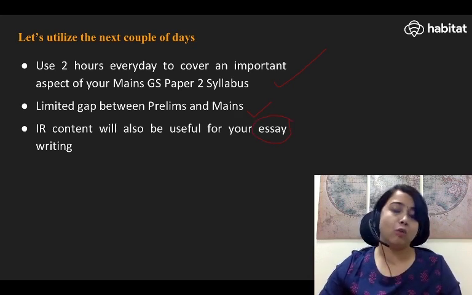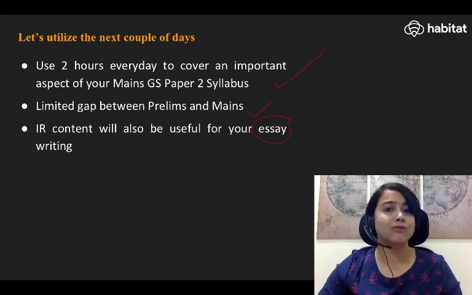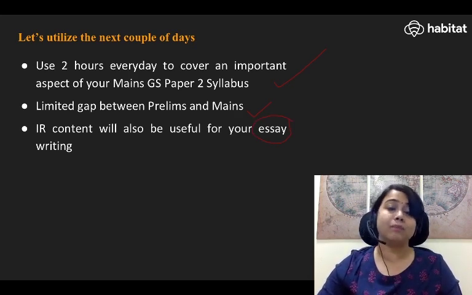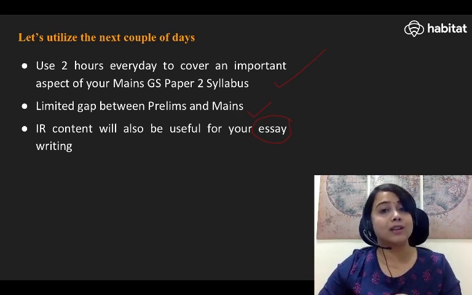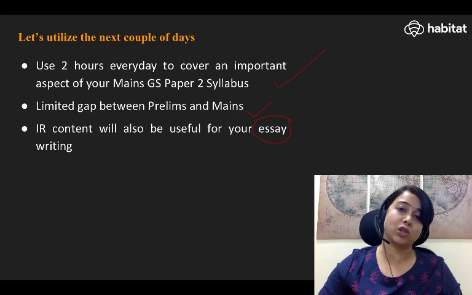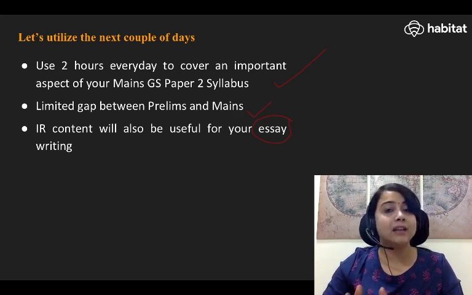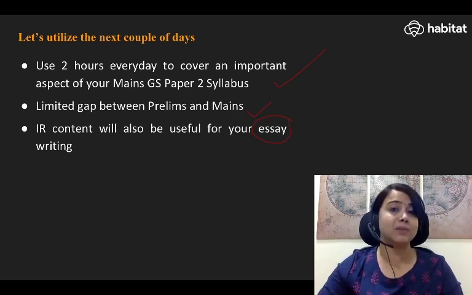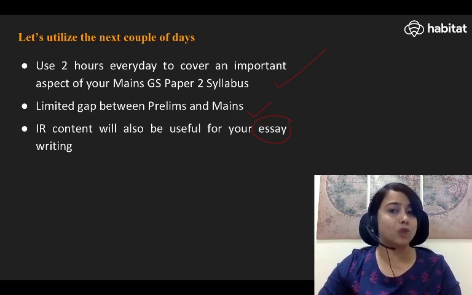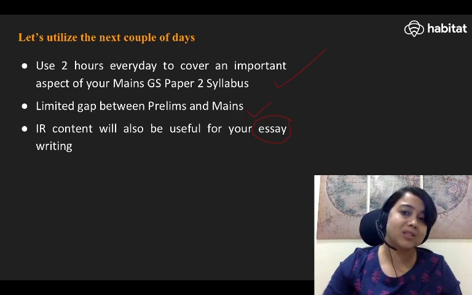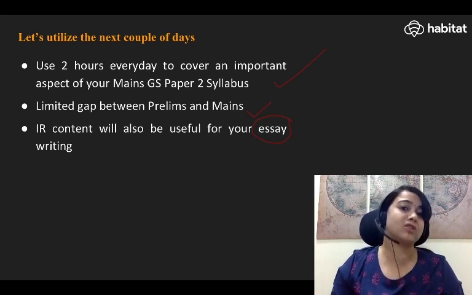And another thing I want to tell you is that those of you who have the PSIR optional can also benefit from the analysis that we will do in this course, particularly with reference to the India and the world portion of the syllabus. Now, the India and the world portion of your PSIR syllabus, as you know, the questions asked are again very current affairs oriented and dynamic in nature. So, as I will show you the tentative list of topics, even those of you with the PSIR optional can benefit from this course.